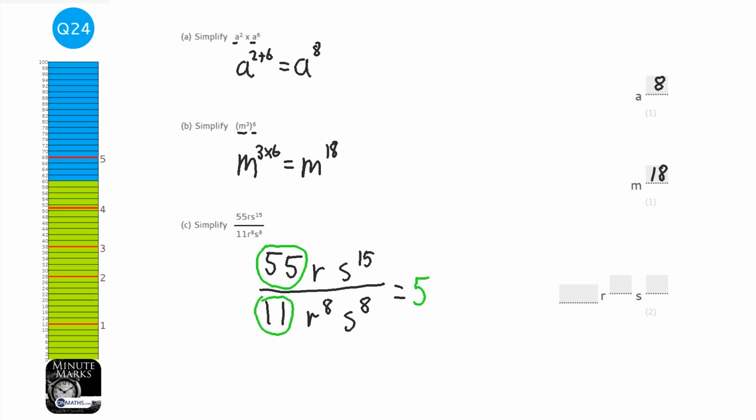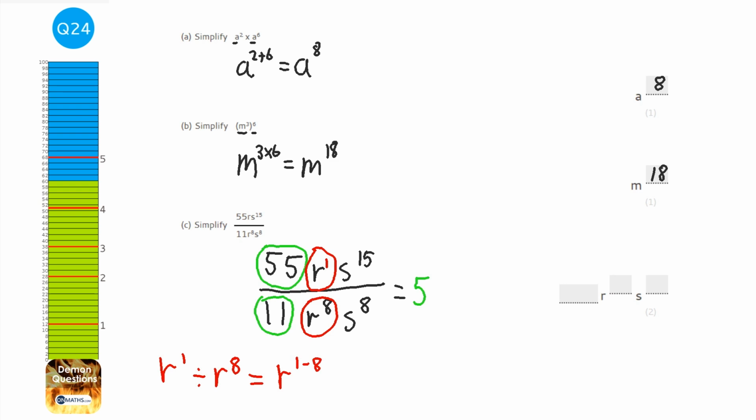Okay, so next one, we've got the r's that we want to divide. So we've got r at the top and an r at the bottom. Now this r at the top is technically r to the power of 1. Now when we do r to the power of 1 divided by r to the power of 8, which I'm going to write out down here so I can show you, you take away the powers. So when you times them, you add the powers. When you divide, you take away the powers. So that's r to the power of minus 7.